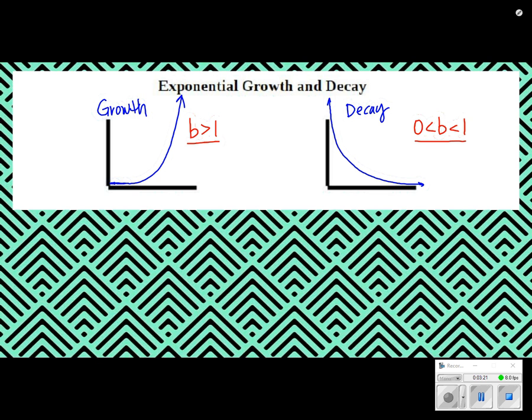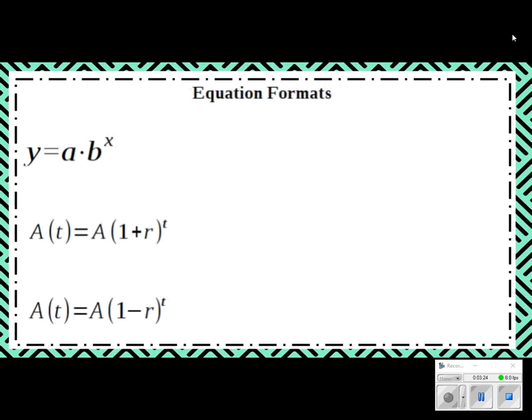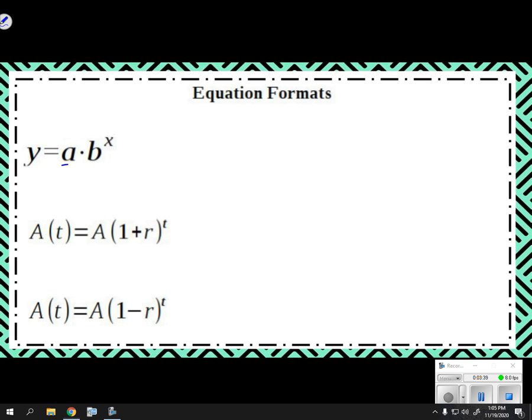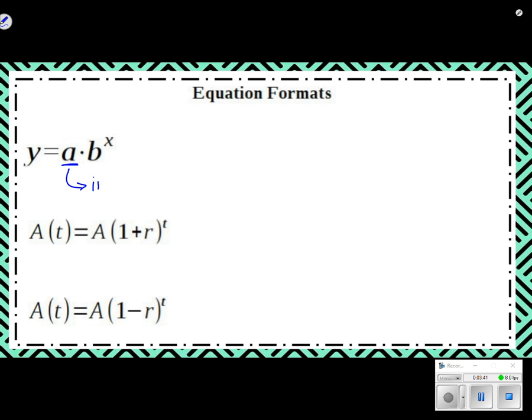All right, so you actually have 3 formats that we can fall into. Now, the very first one is what we used yesterday. We looked at y equals a times b to the x, and we plugged in a and we plugged in b. Remember that a is our initial value. Initial meaning starting, so initial or starting amount. Now, these 3 are basically all going to end up looking the same. It's just what kind of information you are going to be given.